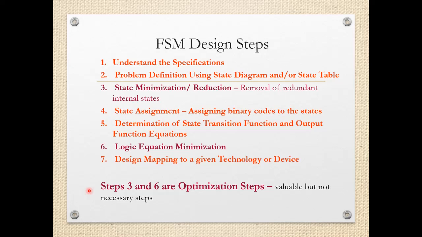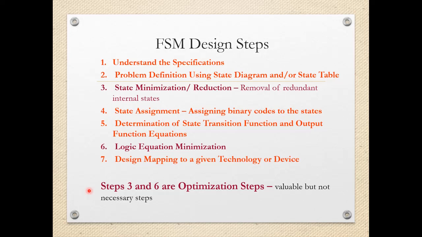Generally, we use state names while drawing the state diagram, and then the state assignment is done based on the number of states which will be assigned. Like if the number of states in the state diagram is 4, then we'll require 2 bits, or a 2-bit binary code, for the state assignment. So there is a mathematical relation to decide the number of bits of the binary code.